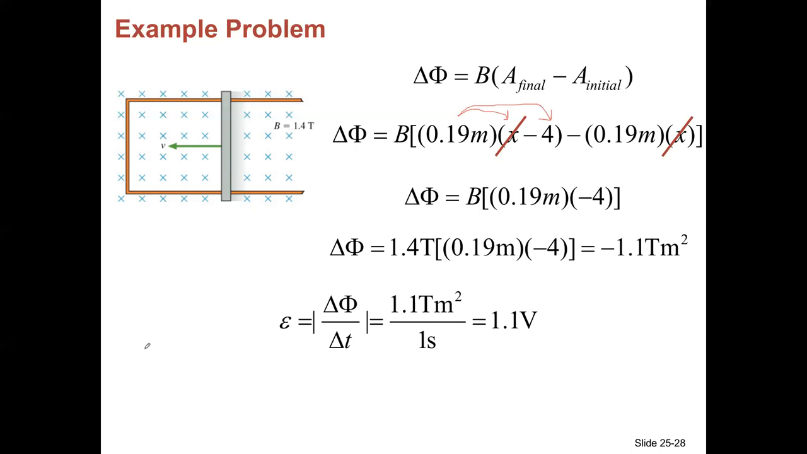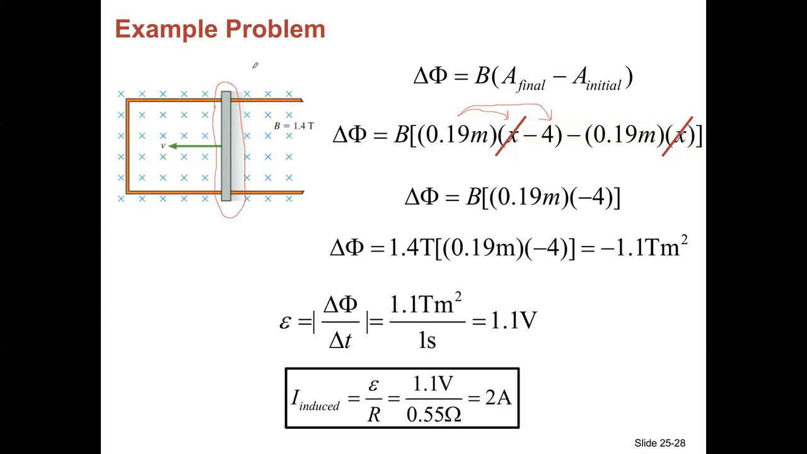The wire has no resistance, but they did tell us in the problem that the bar we're pushing does have a resistance. So that allows us to get the current. Once we have this voltage, we just treat it like a battery in the circuit. It's a voltage source like any other. The current is voltage divided by resistance. The resistance in the problem was 0.55 ohms, so our induced current is 2 amps. Again, this is not really a practical generator, because if you're holding on to this bar with 2 amps of current moving through it, you're not going to have a good time trying to generate electricity this way.